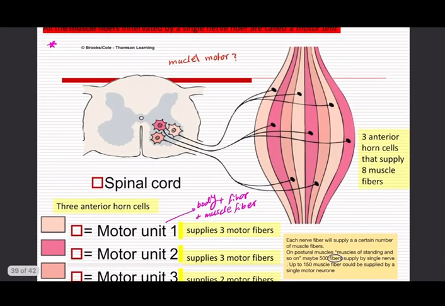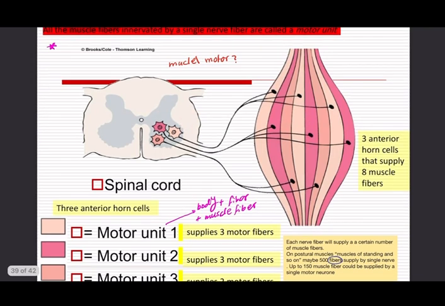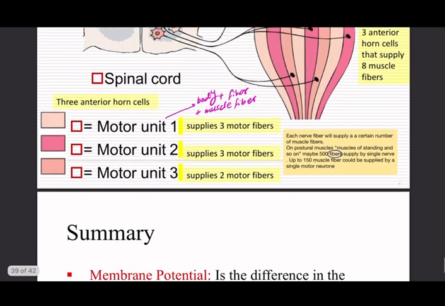Finally, we're going to discuss the motor unit. So the motor unit is basically how many muscle fibers are supplied by a single nerve. So in a more simplified way, how many muscle fibers are united under the umbrella of a single nerve. As you see in this picture, a single nerve supplies around 3 muscle fibers.